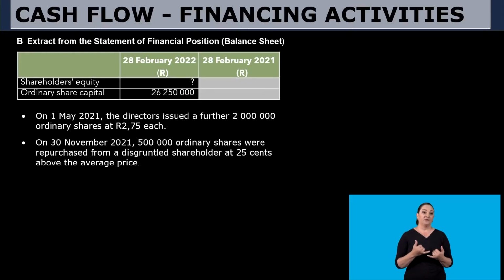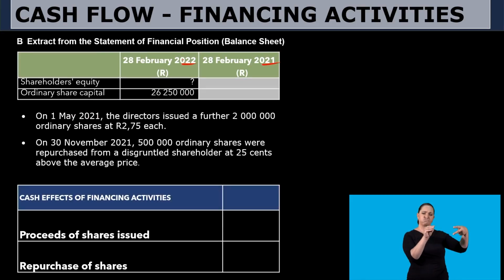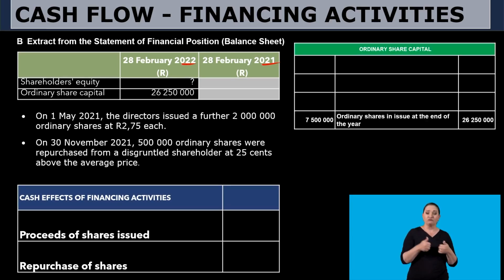And we are going to do an activity so that we can see how this will affect the cash flow statement. We are told that there's an extract of the statement of financial position. We have 2021 and 2022. And we want to see the amounts that we record under the cash effects of financing activities. But in order for us to do that, it would be good if we can open note number 7, that is the ordinary share capital note.